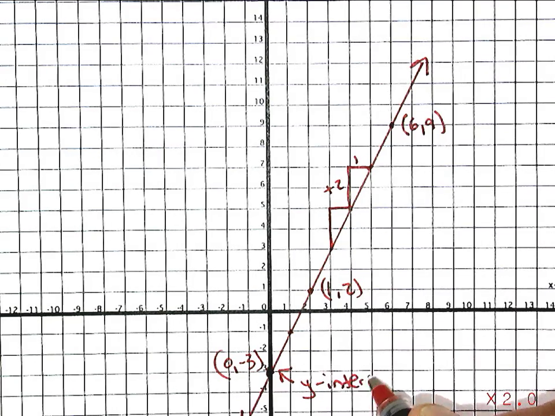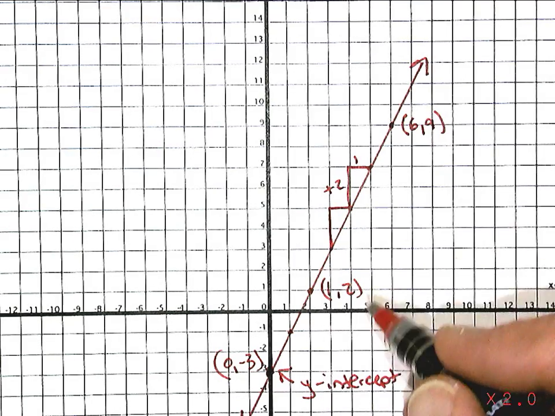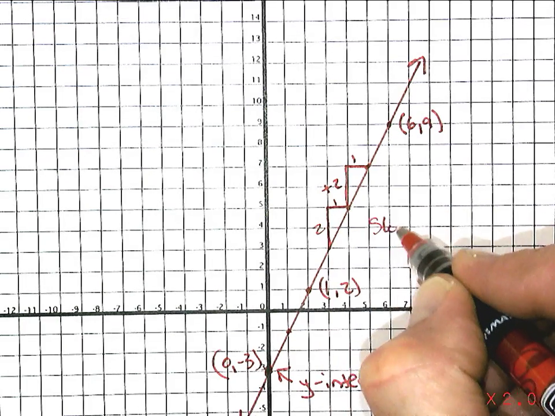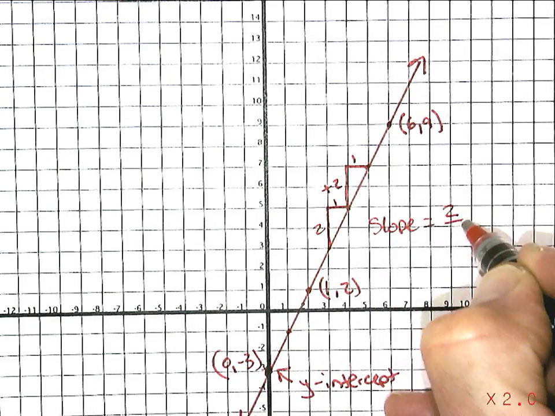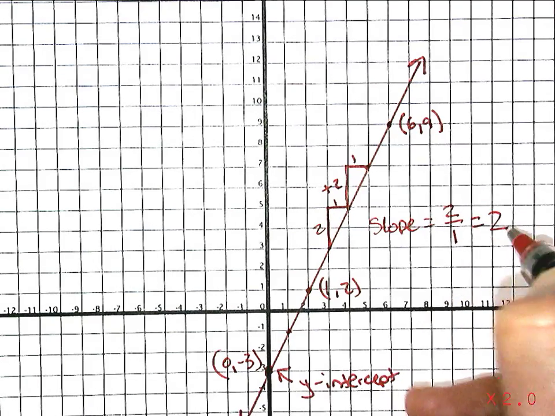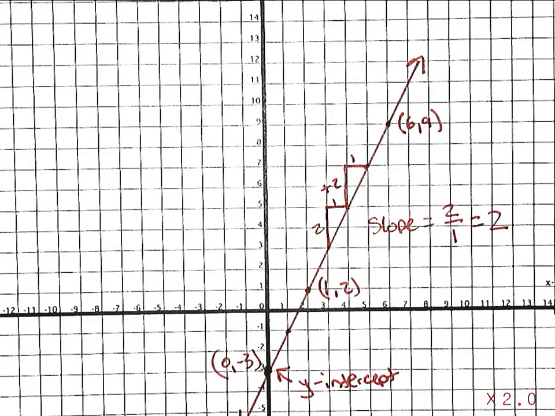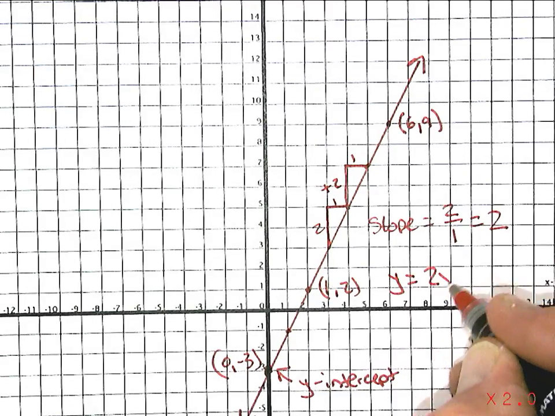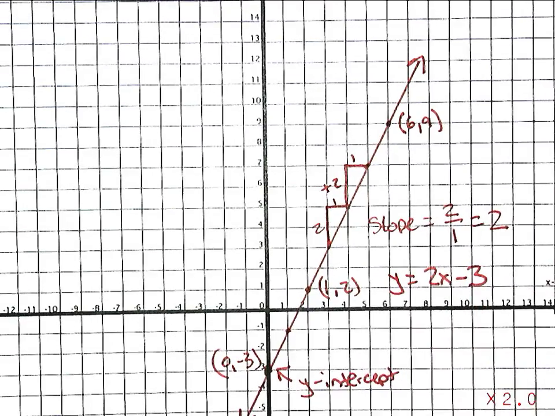There's your up 2 over 1, so plus 2 over 1. And your y-intercept, that point is 0, negative 3 on the graph. And your slope is up 2 over 1, which is just 2. So now I have a graph, and I have an equation, y equals 2x minus 3, for that question.